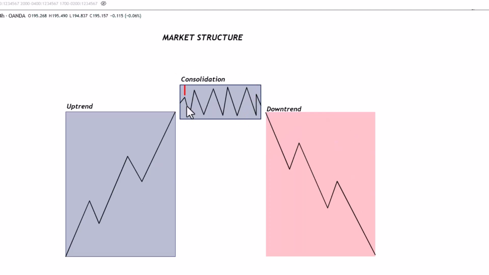Consolidation is when the market goes sideways. No clear higher highs or lower lows, just back and forth. As I said earlier, we don't trade consolidation most of the time. We wait for a breakout and let the market show us which direction it wants to move. So that's the basic framework: uptrends, downtrends, consolidation.